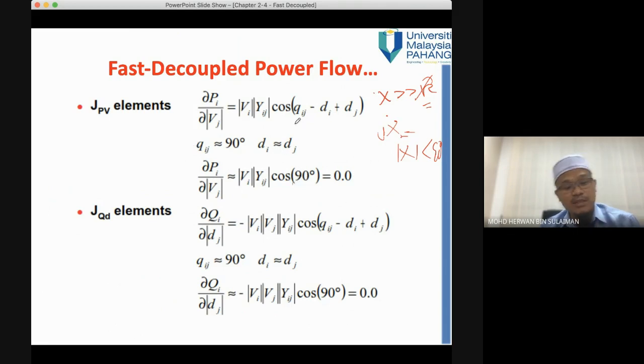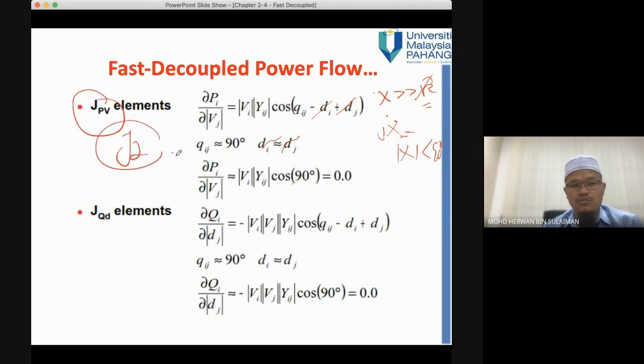So that's why when you do these things, dan kita assume biasanya perbezaan antara theta I dengan theta J tak banyak. Kan, biasanya ini boleh cancel lah. So bila korang sama dia akan kosong. So dapat cos 90 degree, that's why. So J2 ni dia assume kosong.